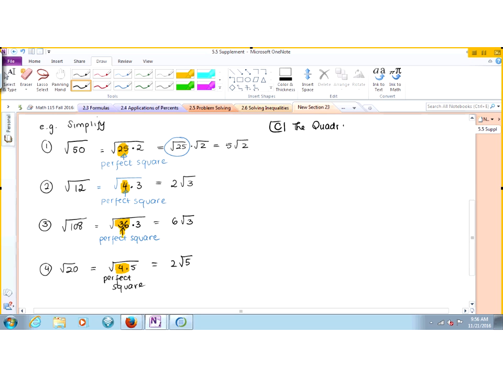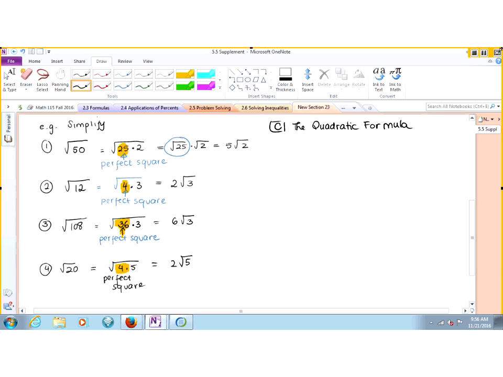The quadratic formula. Na, na, na, na, na, na, na. You know the song? Na, na, na, na, na, na. Up goes the weasel. Na, na, na, na, na, na, na, na, na. All over 2A.